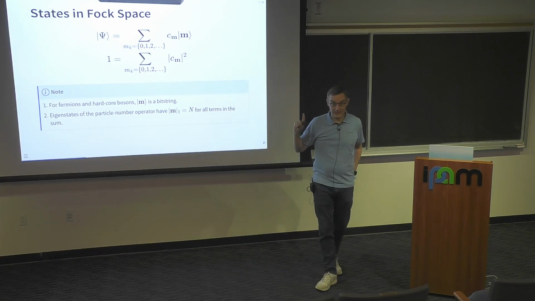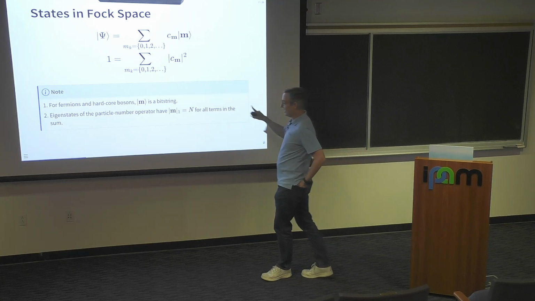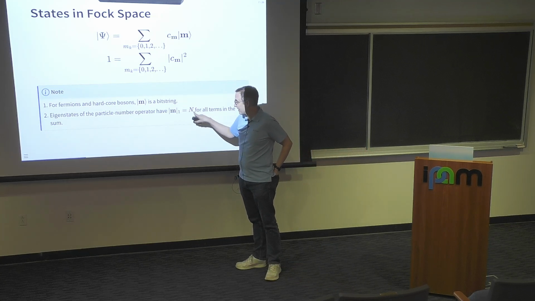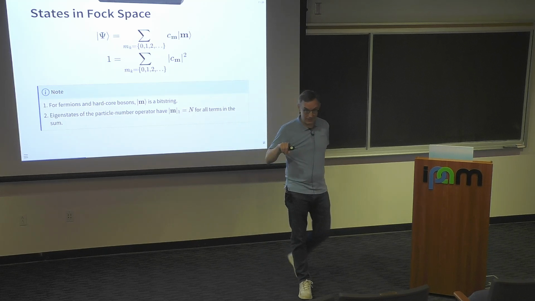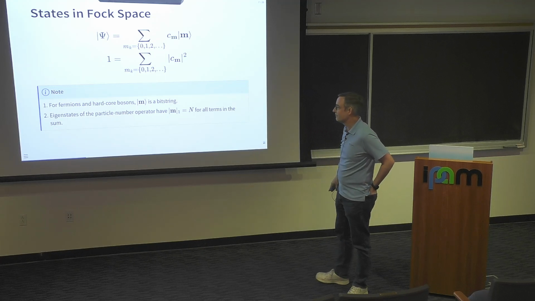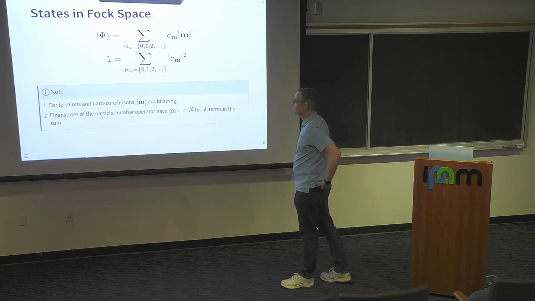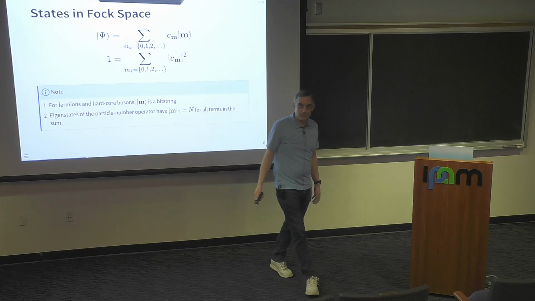In general, a state in Fock space, right? But if everything in the sum had the same number of particles, then that would now be a state in Hilbert space, right? In just the n-electron Hilbert space, right? And when you build these states, you have this restriction. Of course, they're normalized, right?